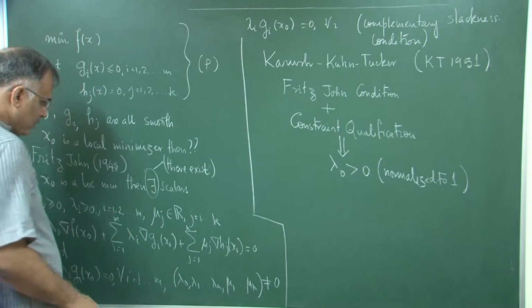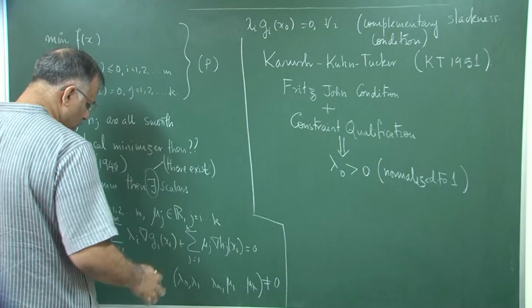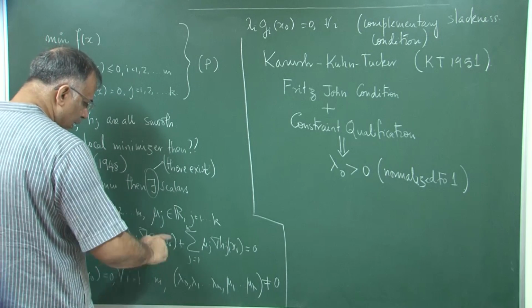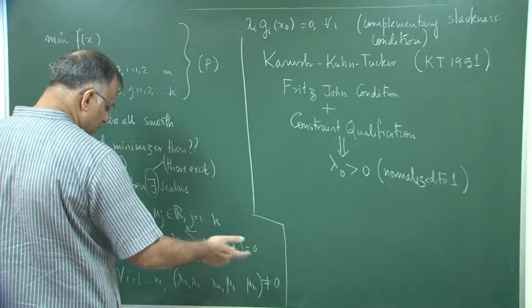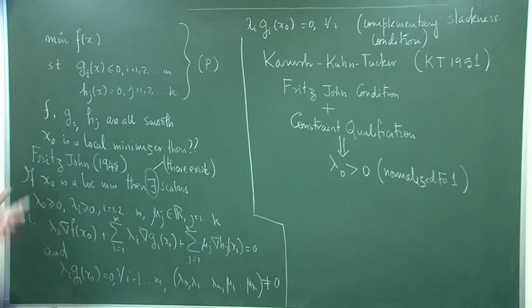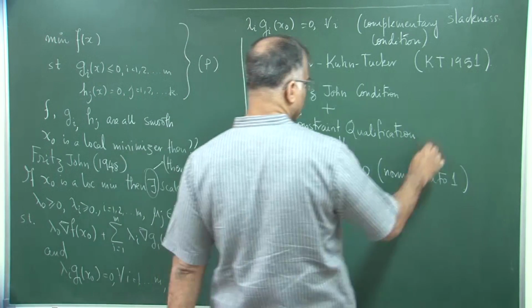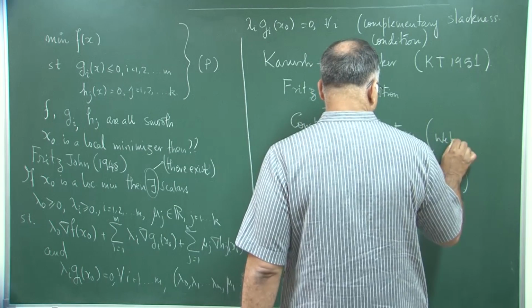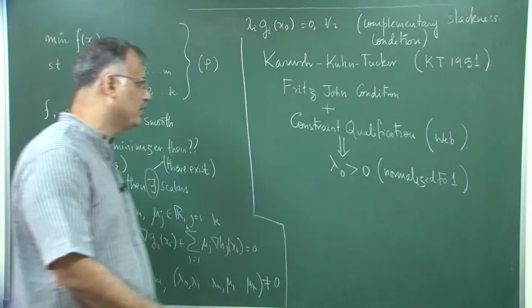Suppose I say that, okay, I am in a situation to check that all the gradient vectors of the g i's and all the gradient vectors of the h j's are linearly independent, then you can easily show that lambda naught is strictly greater than 0. So I would rather ask you to go to the web and figure out what sort of constraint qualifications there are.